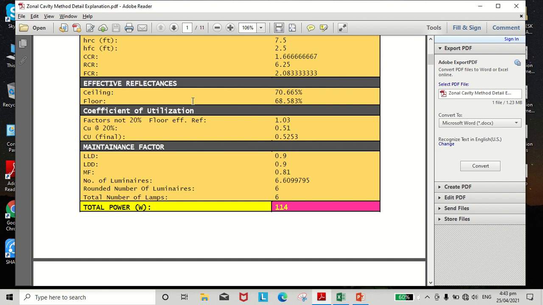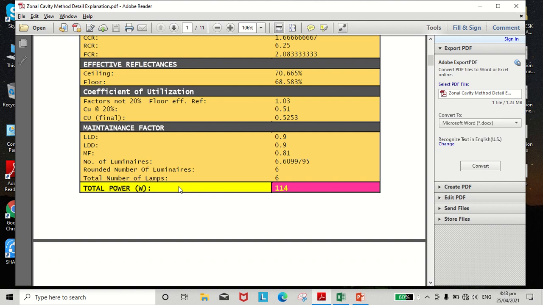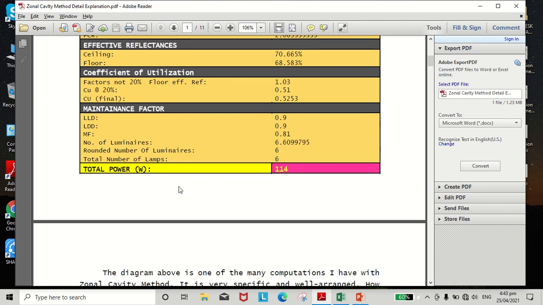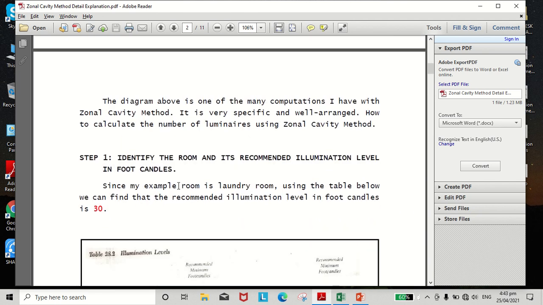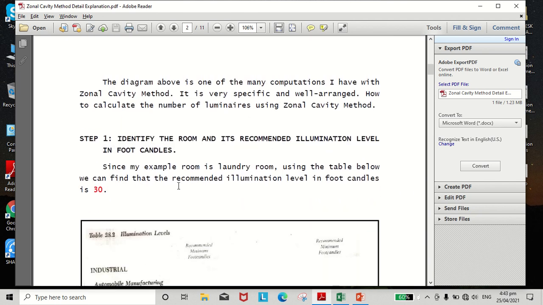Using all that data, we can calculate the total power to be included in one room. That total power is divided by the required wattage of the lamp that we will use. Anyway, we have the step-by-step method here, so we can actually perform the zonal cavity method using it.